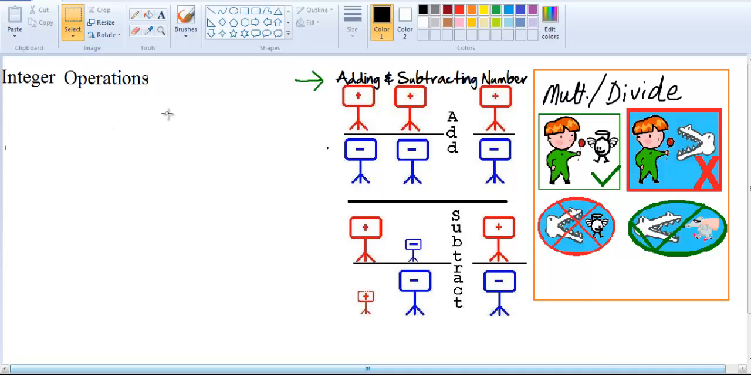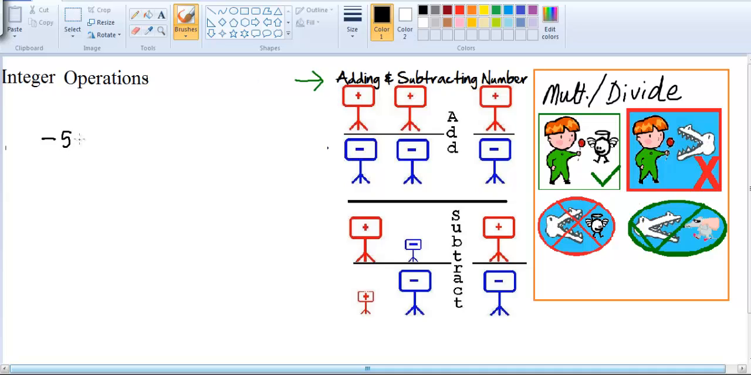This is going to be a short and sweet review of integer operations: adding, subtracting, multiplying, and dividing integers. Let's start first with multiplying and dividing. When we are multiplying integers, if we have two positive numbers, we multiply and we keep the sign that is positive. If we have two negative numbers, we multiply and keep a negative sign. If we have one negative and one positive, or one positive and one negative, we multiply and the sign becomes negative. Here are some examples.